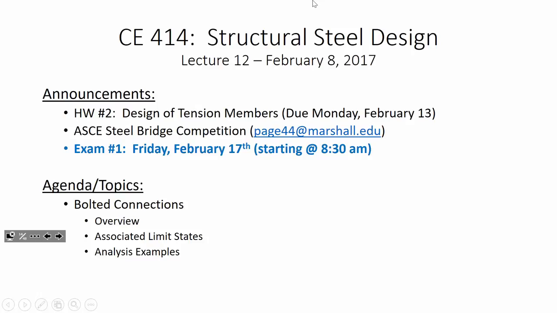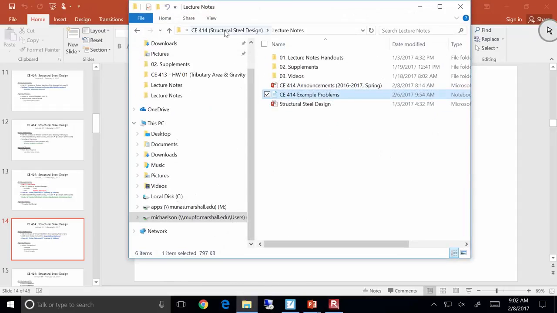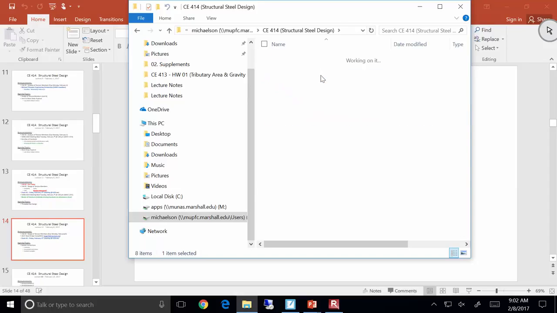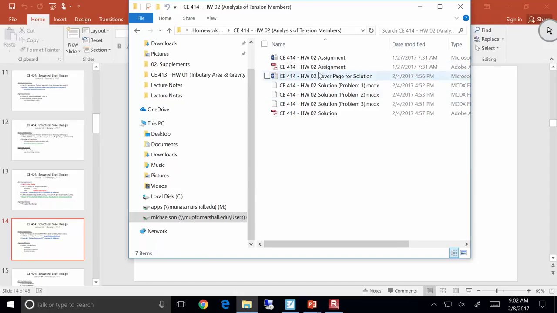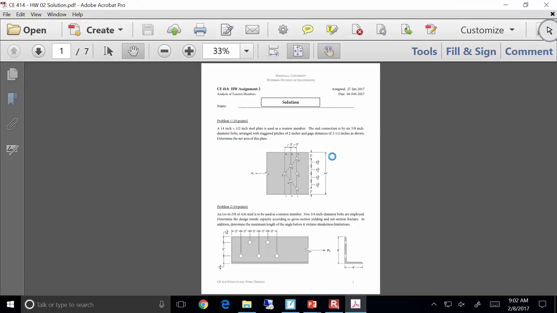I've got to be honest, there's really not a lot to say about homework 2 because you all did pretty well. The only thing worth mentioning is making sure you're checking all your failure paths for net area, and all your cases for shear lag and whatnot. But by and large, everything was pretty straightforward. So I'll just walk through the solution real quick.